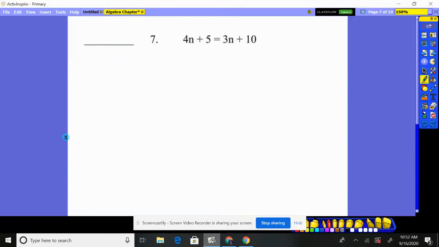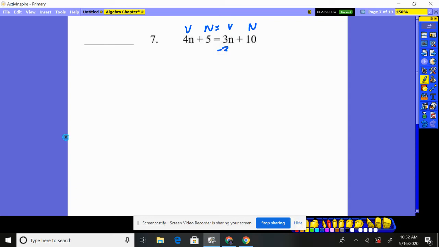Right, number 7, we have a variable plus a number equals a variable plus a number. So we need to always get all variables to one side, all numbers to the other. I always like to take care of the variables first. So I see 4n on the left, 3n on the right. So who would be easier to move? That's what I ask myself.